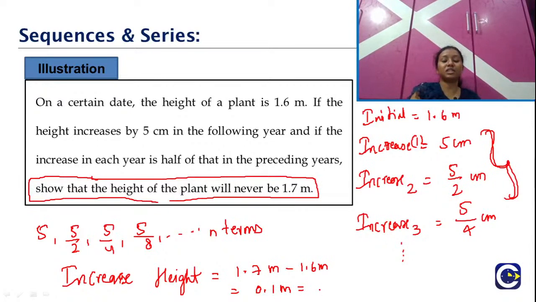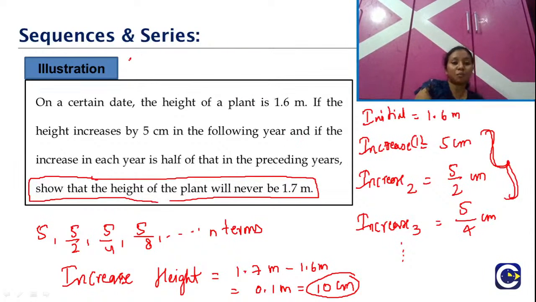So 0.1 meters is nothing but 10 centimeters here. That means my increase in the height will be equal to 10 centimeters. So my total increase here is 10 centimeters. That means the sum of all these increases will be equal to 10 centimeters, because that is the overall increase of the height of the plant.